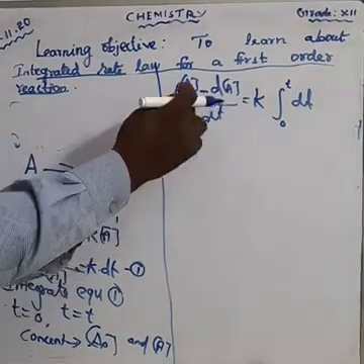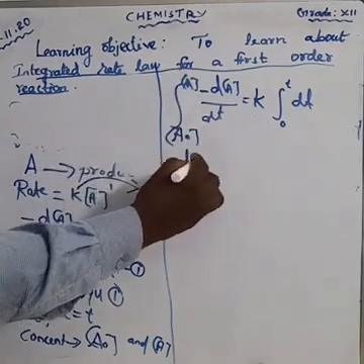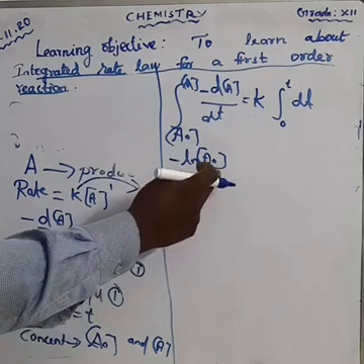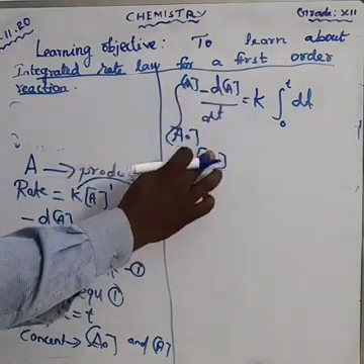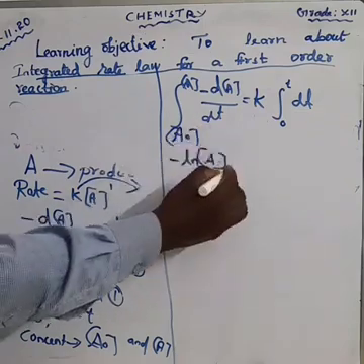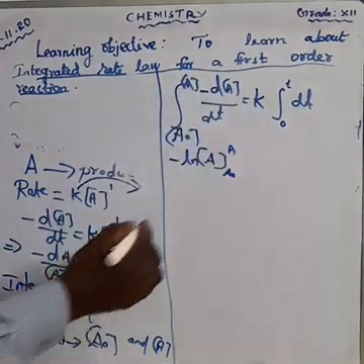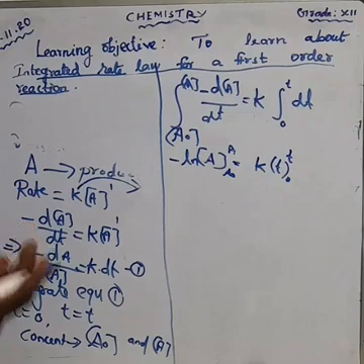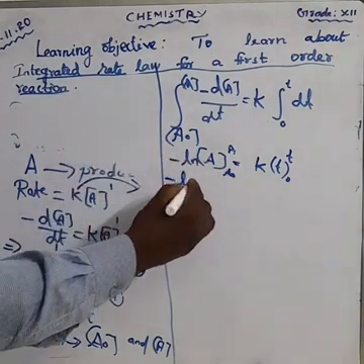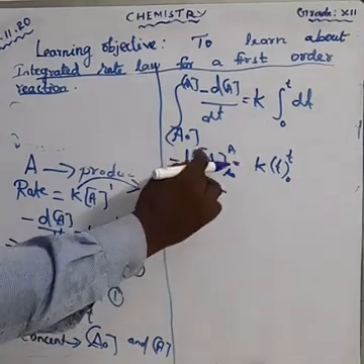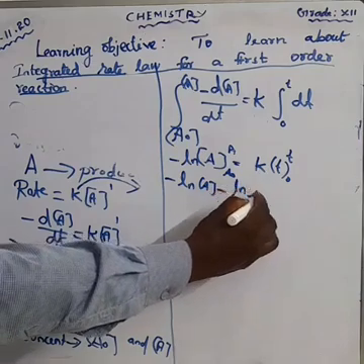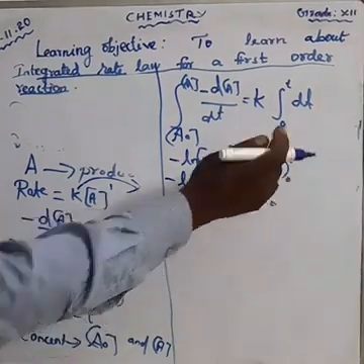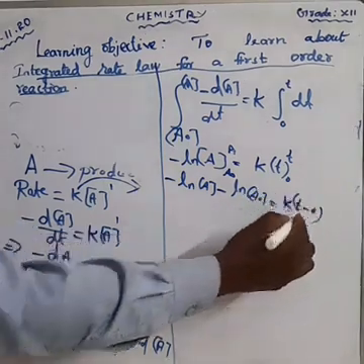So the next step is we are taking ln of A naught and ln of A, two variables. Second step, we are multiplying: ln A minus ln A naught is equal to K times (T minus 0), that is K into T. This is the next step.